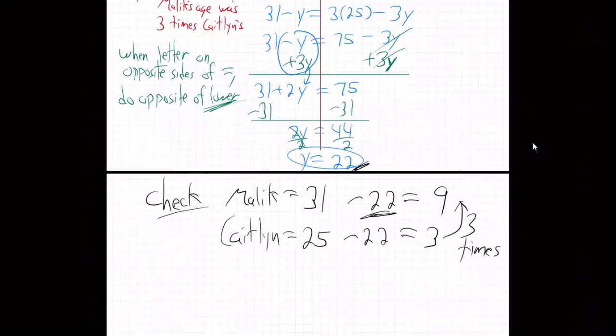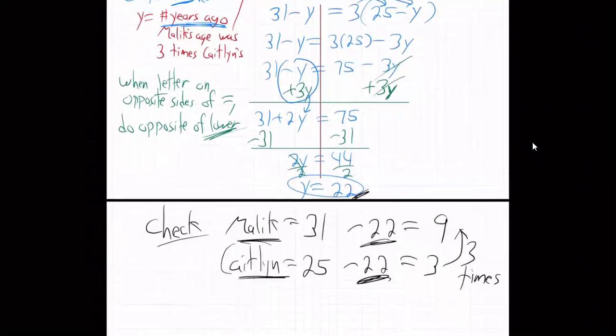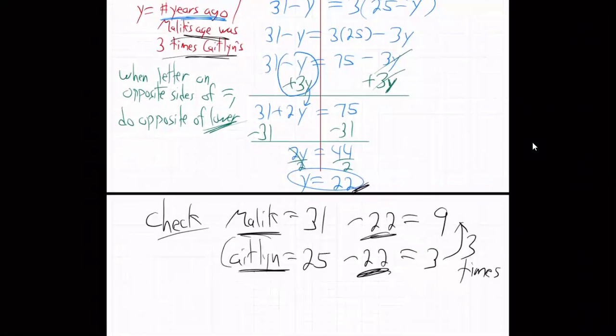See how that's true? 22 years ago, Malik was 3 times Caitlin, right? Malik was 3 times Caitlin 22 years ago. When you subtract 22 from both their ages, Malik was only 9, Caitlin was only 3. Malik was 3 times as old 22 years ago. That's exactly right. It's great the way math always leads us to the truth.